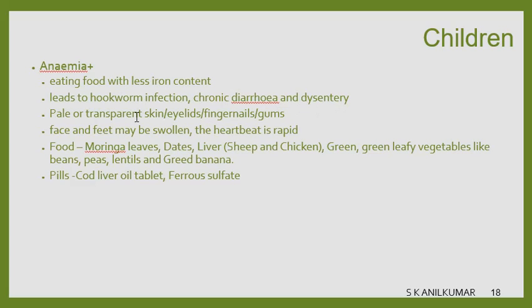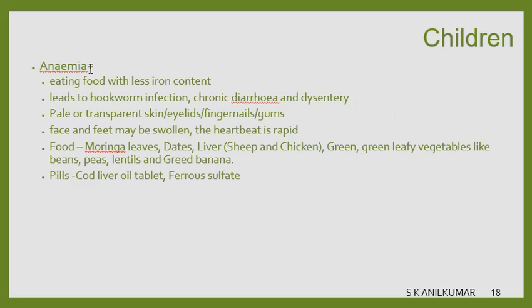Symptoms are pale or transparent skin, pale eyelids, pale fingernails, pale gums. That means what? Your lips, your eyes, your fingers, whatever is normally reddish is not so because of anemia. Your face and feet may be swollen. Your heartbeat may be rapid. You may have breathing trouble. That is in the advanced stage.